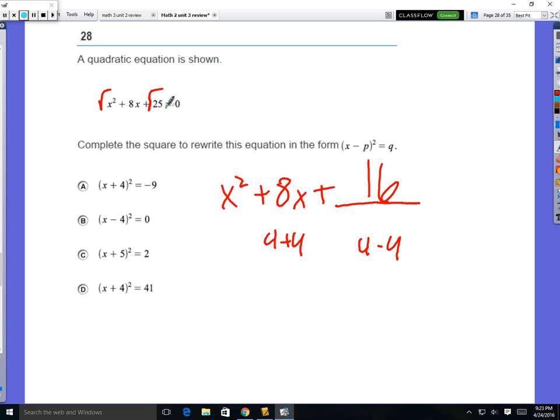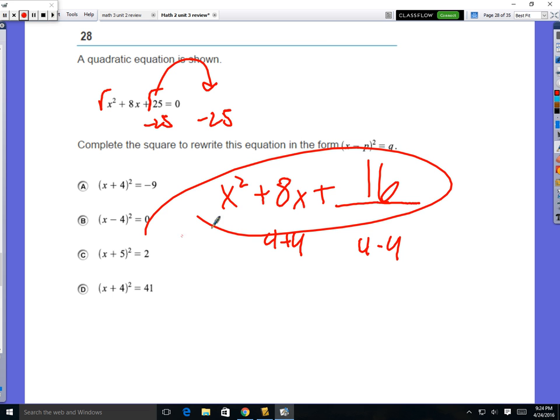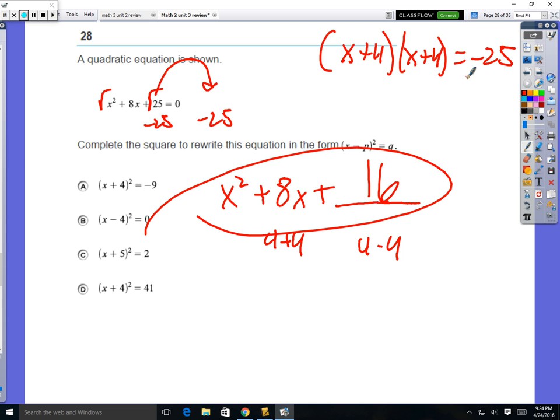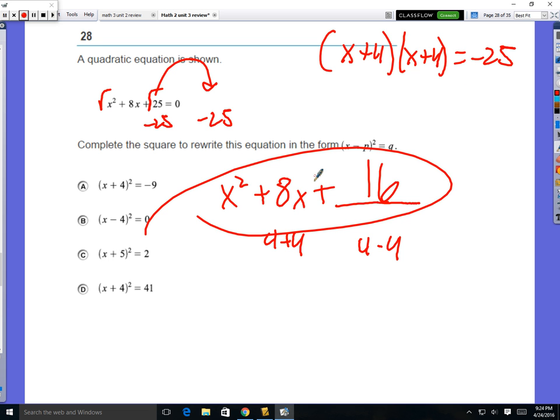But they did not give 16, they gave us 25. Move the 25 over here. Minus 25, minus 25. Factor this. This will factor to x plus 4 times x plus 4 equals a minus 25. Now, if you add a 16 in place of the 25, you got to do it to both sides. Don't forget to add 16. You can't just add 16 to the left and not add it to the right. So I'm going to plus 16 over here.